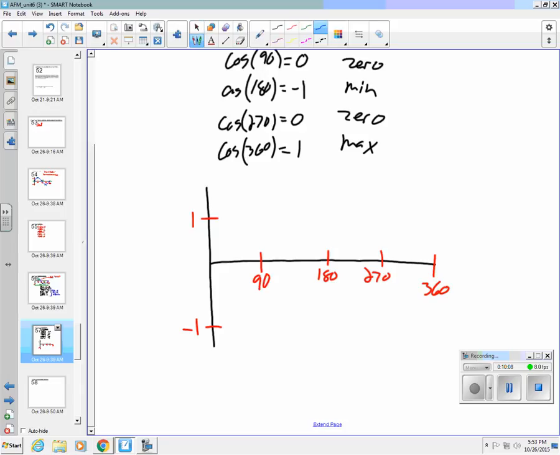Alright, then we're going to mark off our 5-point pattern for cosine. It's going to be max, 0, min, 0, and max.